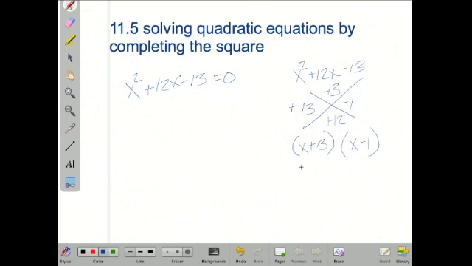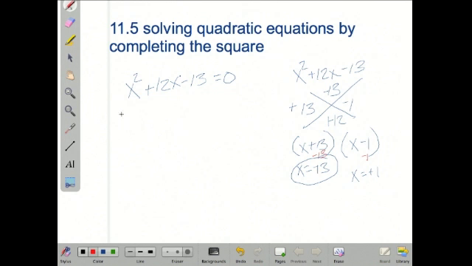And we set both of these equal to 0. x equals negative 13 and x equals positive 1. And the way we do that is by subtracting 13 from both sides of the equal sign and setting them equal to 0. So this works.